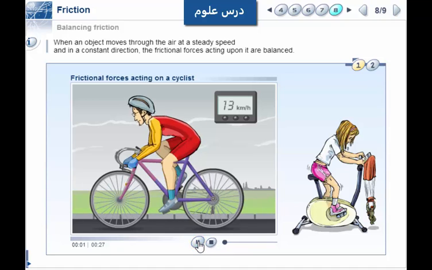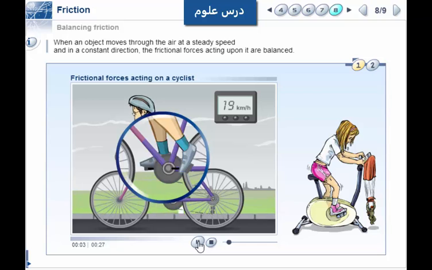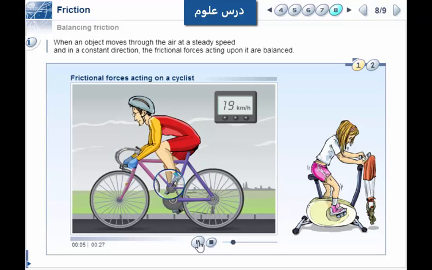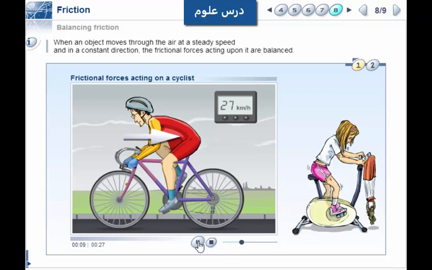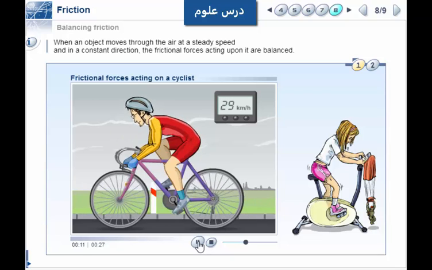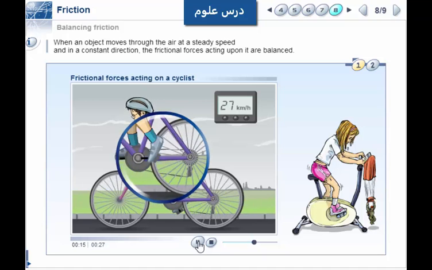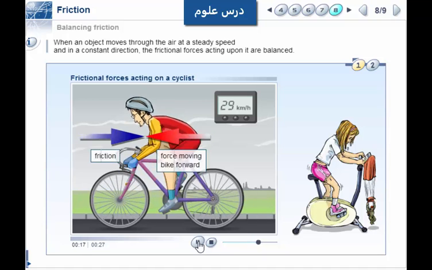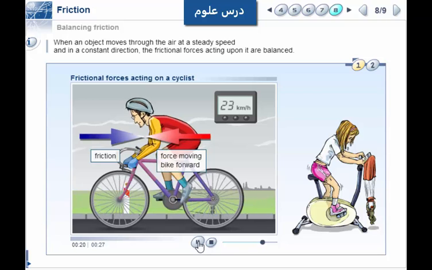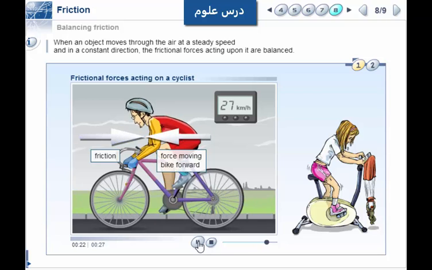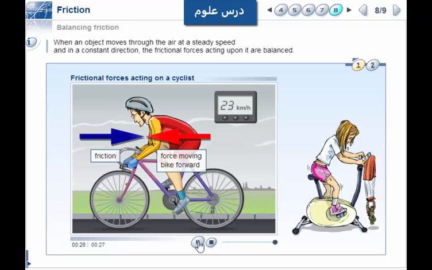A cyclist, for example, pushes the pedals to provide a force to move the bike forward. As the cyclist accelerates by pushing on the pedals of the bike, the air resistance increases. Friction from the chain, gears and axles also increases until all these forces equal the forces pushing the bike forward. At this point, the cyclist travels at a steady speed because the forces are balanced.